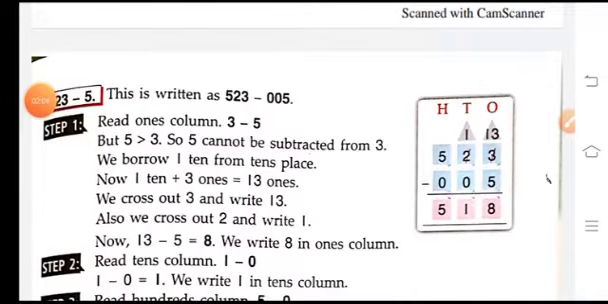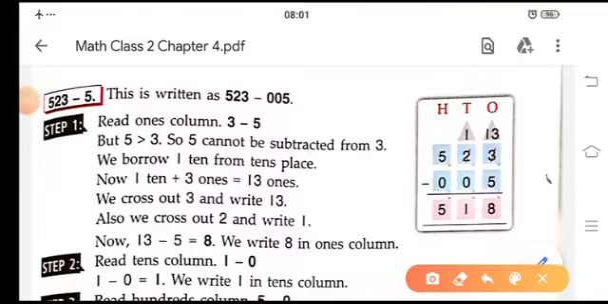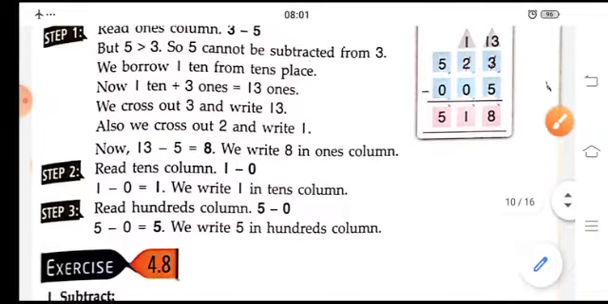Again, children, in the same way, we'll do example number 2. So for 523 minus 005, we have written the numbers in the form of hundreds, tens and ones. In the same way, do it. We'll take 1 from 2 tens, then we'll cut 3, it becomes 13. 13 minus 5, 8. 1 minus 0 is 1, 5 minus 0, 5. So in this way, children, practice all the sums.